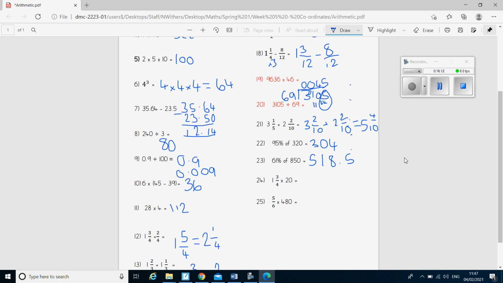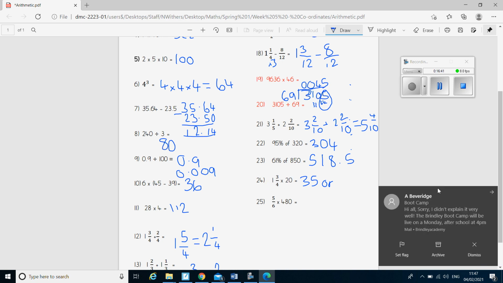Question 24, 1 3/4 times 20. Again, two ways you could have done this. You could have asked, what's 1 lot of 20, what's 3/4 of 20, and added them together, which would give you the answer 35, because 1 lot of 20 is 20, 3/4 of 20 is 15, add them together is 35. Or you might have converted 1 3/4 to an improper fraction and then multiplied by 20.